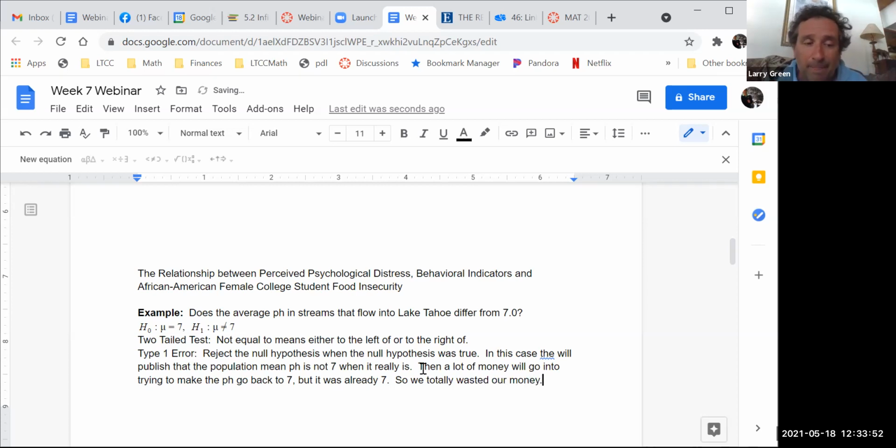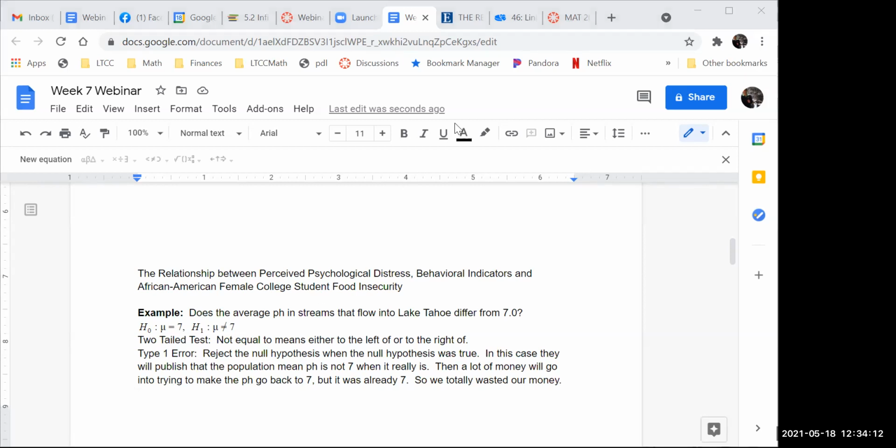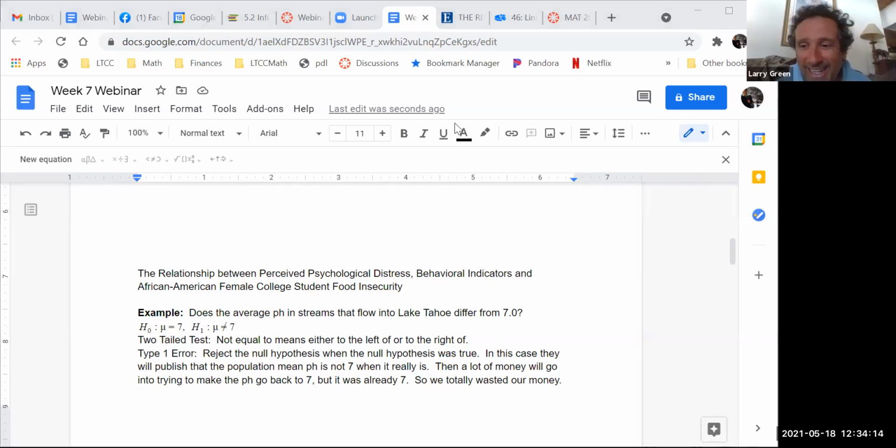Is that bad? Is that a bad thing? Yes. Yeah, that's a bad thing. Wasting money is a bad thing, when it could have gone to other good things. All right, that's a type 1 error. Let me boldface type 1 error because that's important.